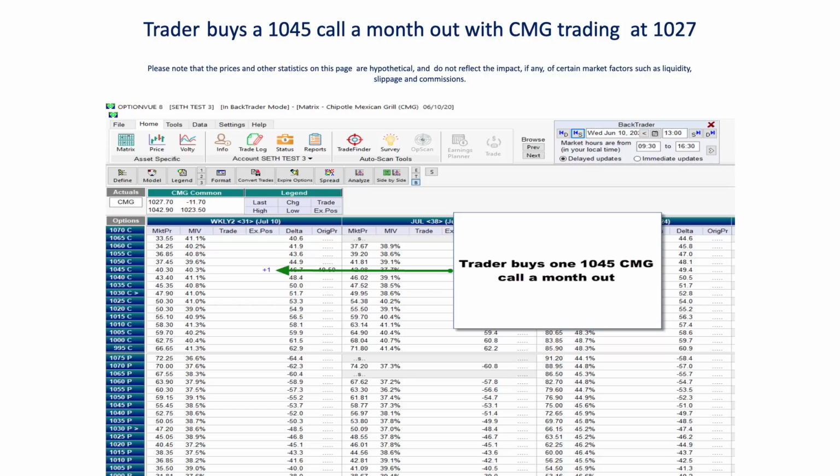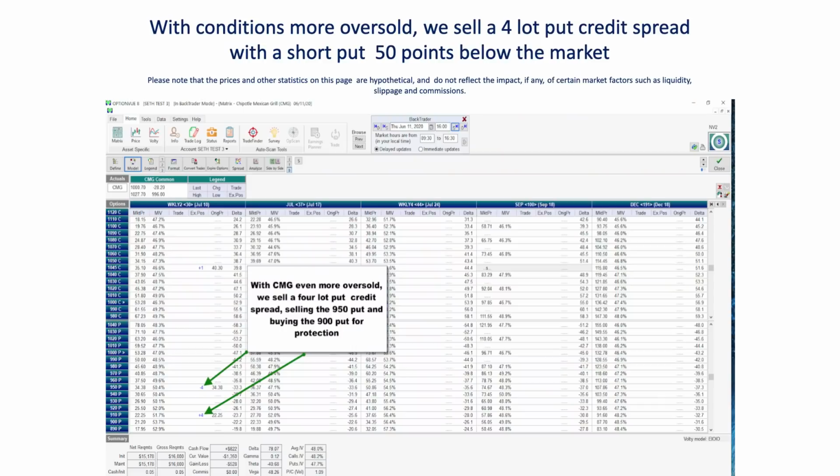Now, you can see that the call is priced at $40.30, although remember that represents 100 shares of CMG stock, so the total outlay in cash is actually $4,030 for the call. Now let's move forward to the next day, and as you can see, CMG dropped down to 1,000, another 27 points below the initiation of the call purchase the previous day. And so when this happens, the stock is considered even more greatly oversold.